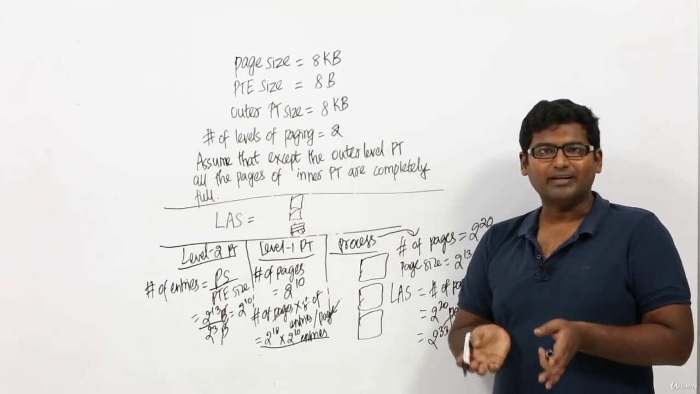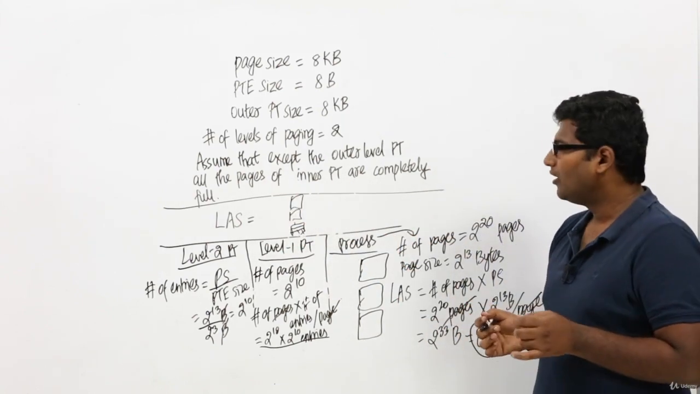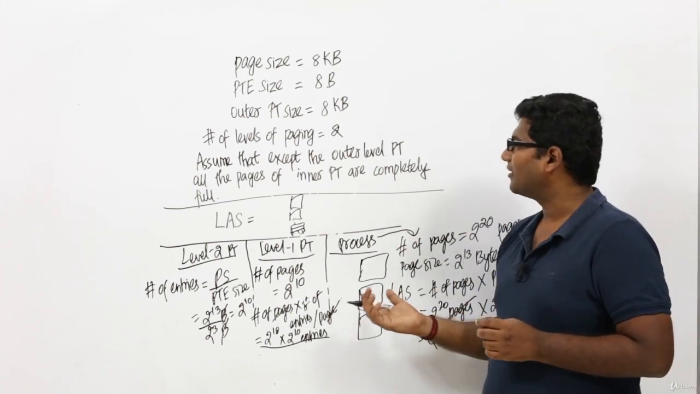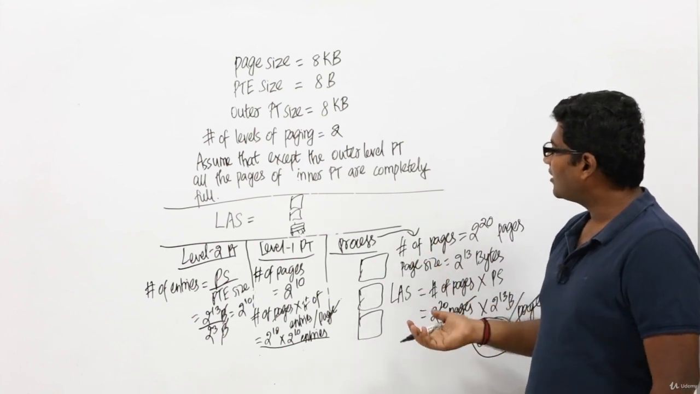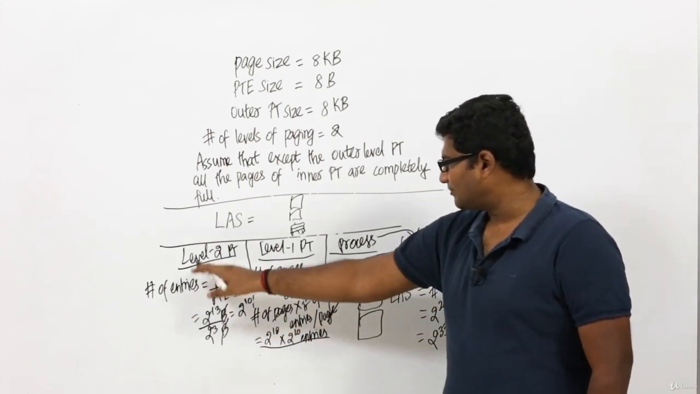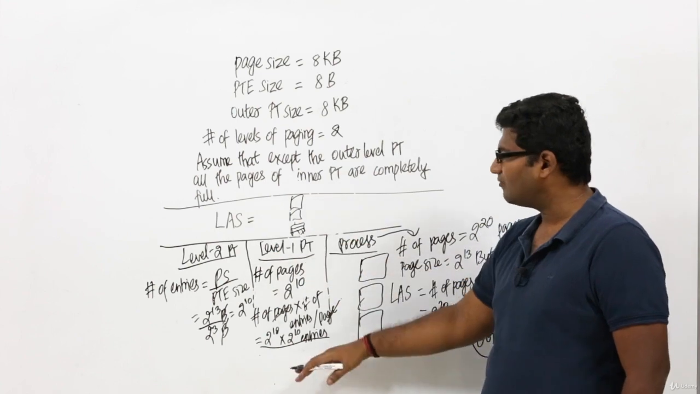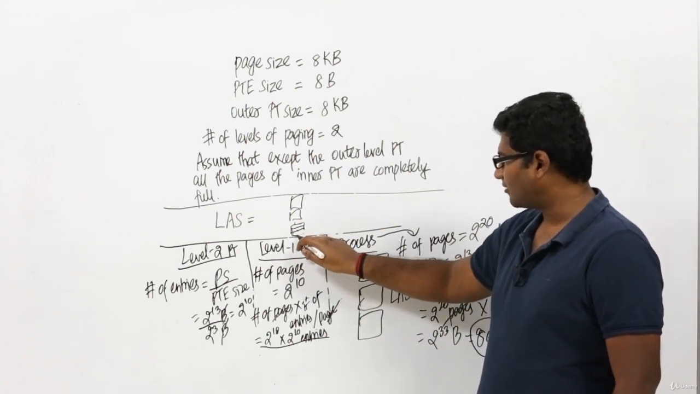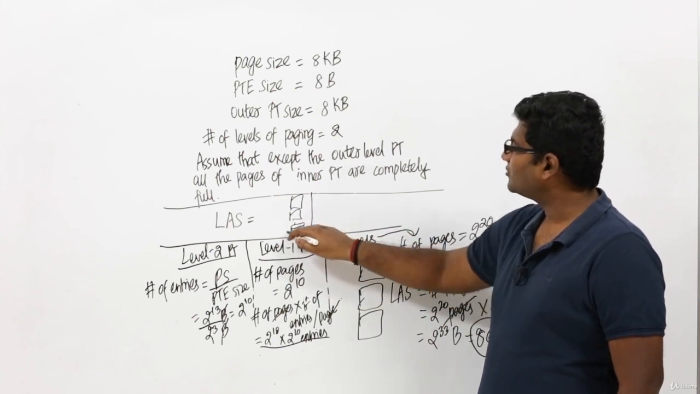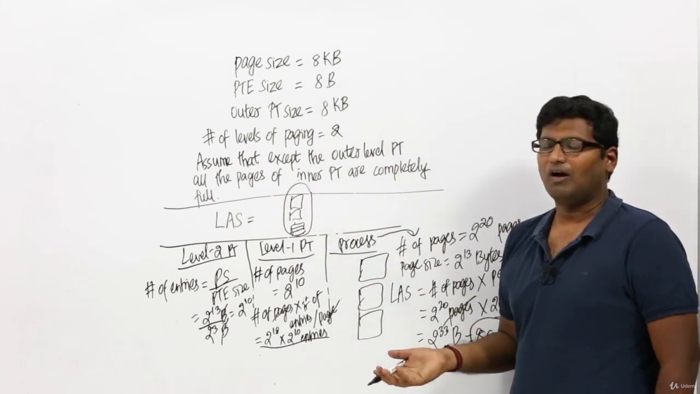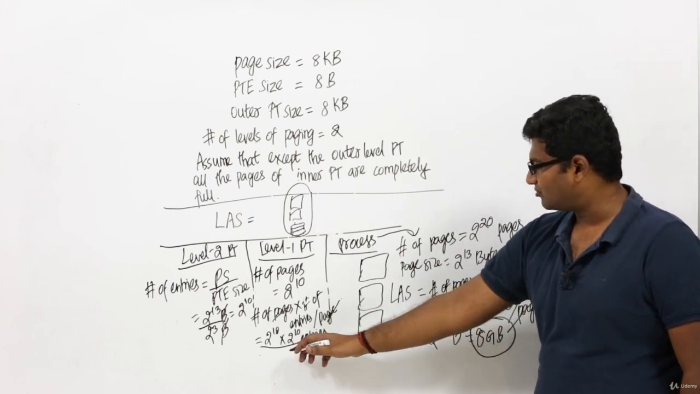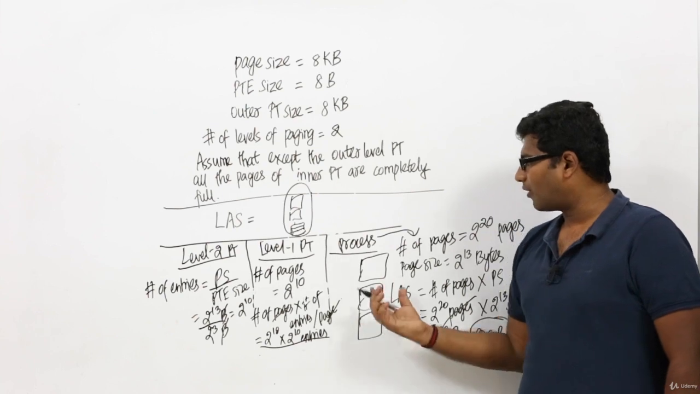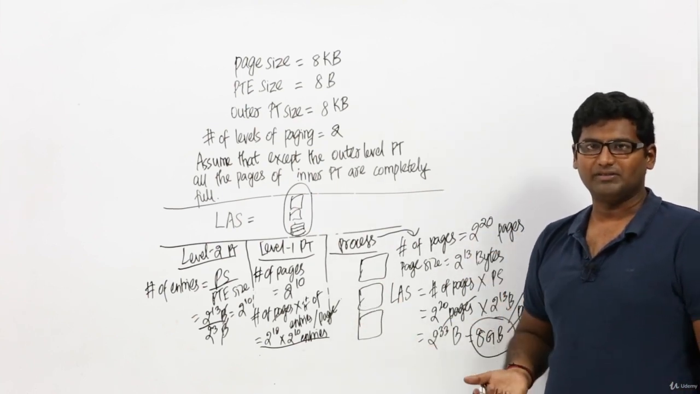So just to restrict us to one answer, to make sure that all of us get the same answer, they told us that except the outer level page table, all the other page tables will be completely full. Now we will not have internal fragmentation, and so the number of entries here is fixed. We can definitely tell how many entries will be present: 2 power 20 entries. If there are 2 power 20 entries here, then our process will definitely have 2 power 20 pages.